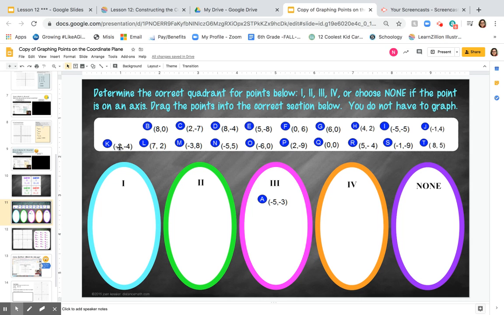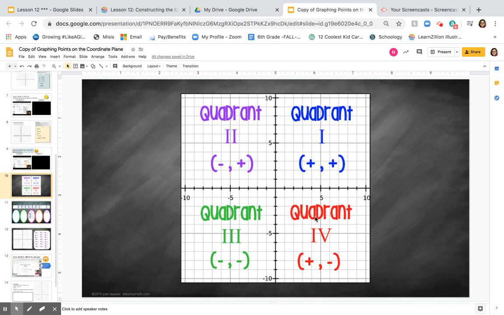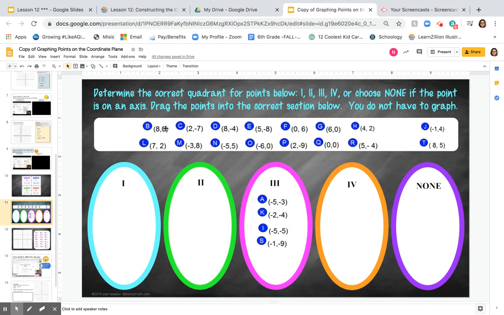pairs. Negative, negative, that's a pair, so that's quadrant 3. Let's see. Negative and negative, that's another pair, so that's also going to be in quadrant 3. Let's see, is there another one? S is also a negative and a negative. So all these are going to be located in quadrant number 3 because the X is negative and the Y is negative. Let's go ahead and do the next one.